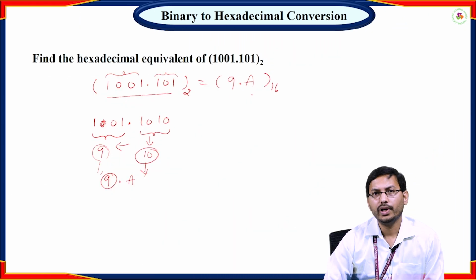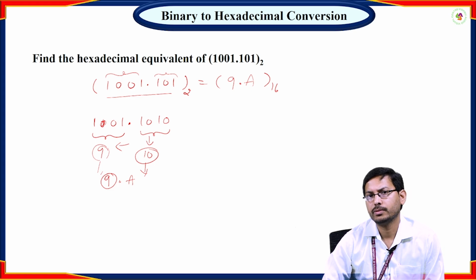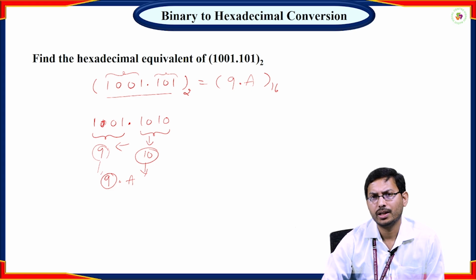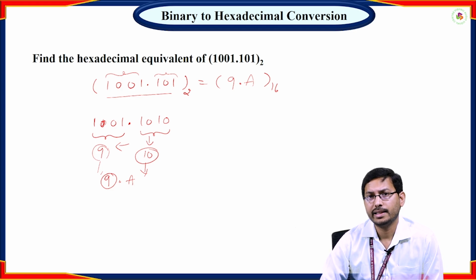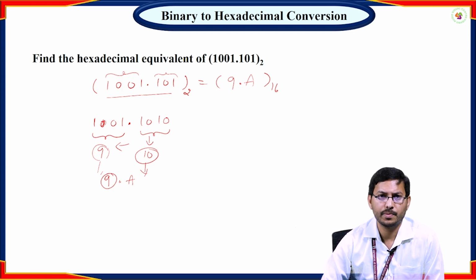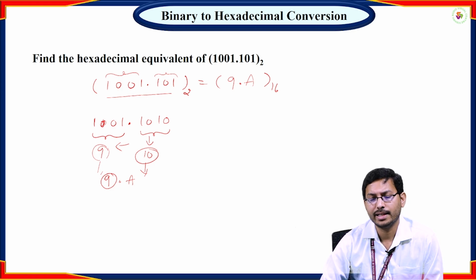So far we have discussed what number systems are, the different types of number systems, and how to convert decimal number systems to other number systems, as well as binary number system to other number systems. In the next class, we'll discuss how to convert octal number system to binary, hexadecimal and decimal, as well as hexadecimal to decimal, binary and octal.